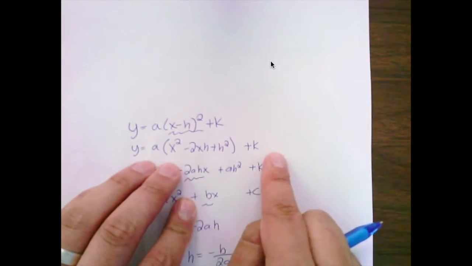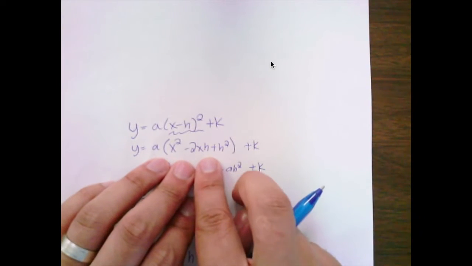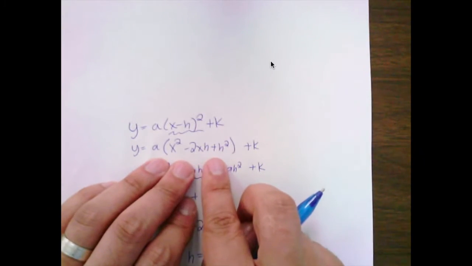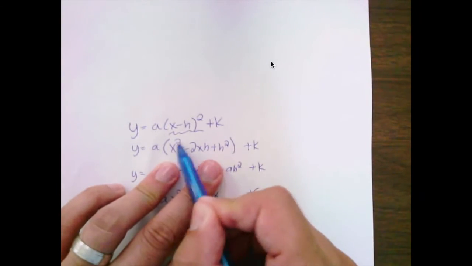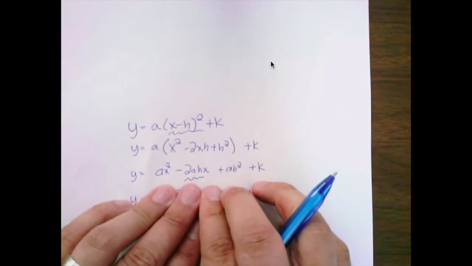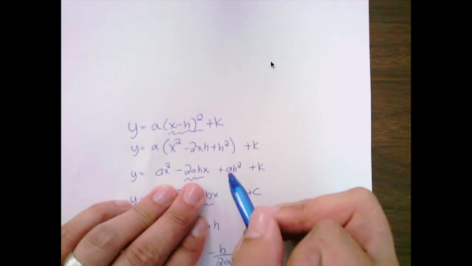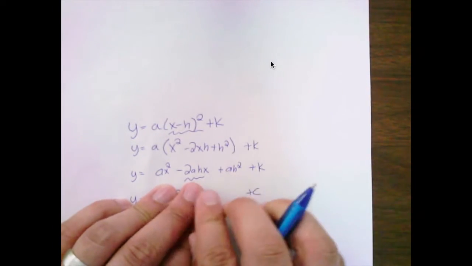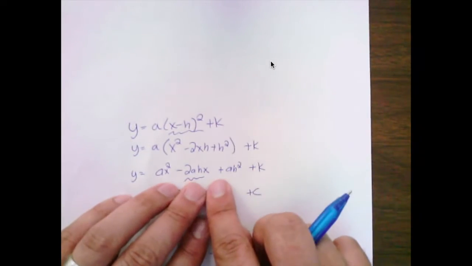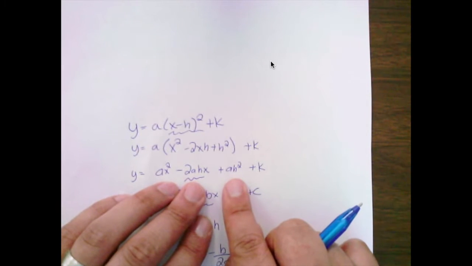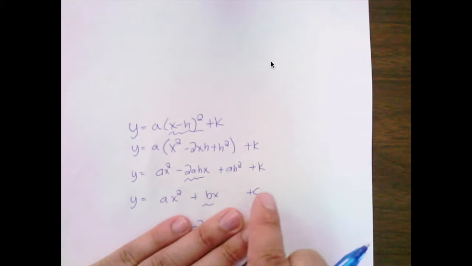If you square it, you're going to get this line right here, showing what's going on inside the parentheses: x squared minus 2xh plus h squared. The next thing a mathematician would do is take this a and distribute it on through. When you distribute it on through, you get ax squared minus 2ahx plus ah squared plus k. So here's the deal. We started in vertex form, and we tried to get as far along to standard form, y equals ax squared plus bx plus c.